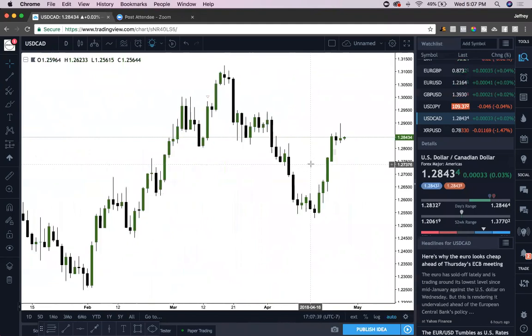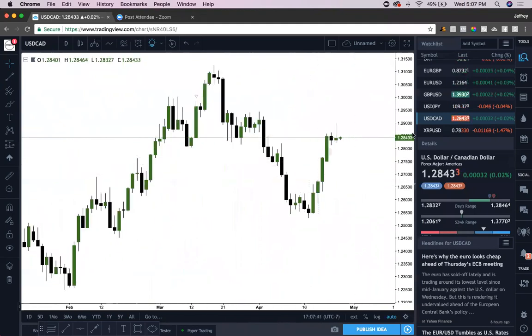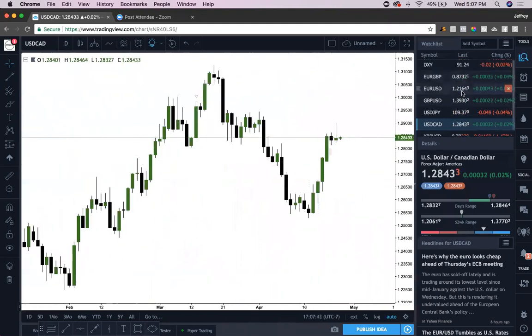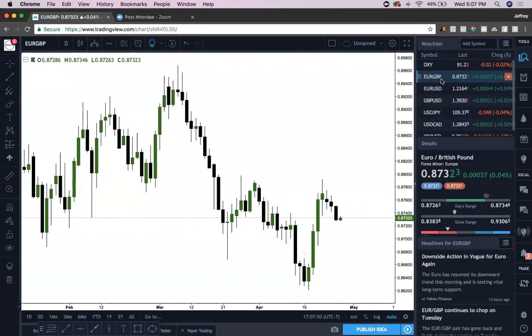So, yeah, GBP, and that's really it. That's the only thing that I'm going to be focused on for the rest of the week. Let me just take a look at the other pairs real quick.